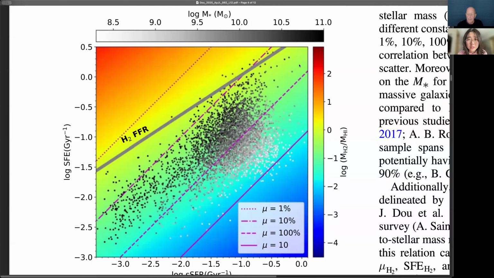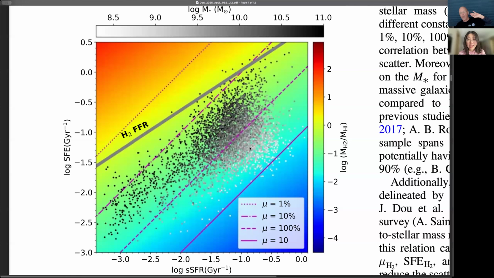As shown in our previous studies and many literatures for molecular gas, this relation is very tight. The scatter is very small and it is almost independent of other galaxy properties. So we name it the fundamental formation relation of H2, or the FFR, shown here. So we can see that the H2 and H1 gas behave quite differently. H2 forms a very tight relation on this plane, while the H1 is more scattered.